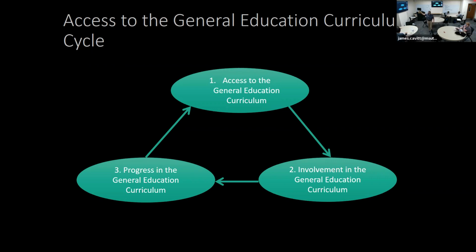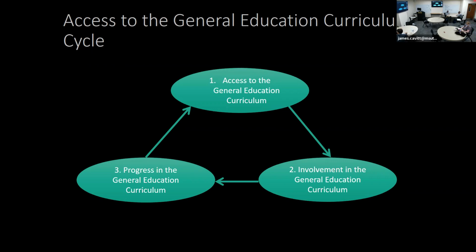Because Tier 1 is what? It's hard to forget. Universal. And universal means what? Everyone that walks through the door. And then if they don't make progress here, then Tier 2 is what? Targeted. It's a smaller group. It's more intensive. And then Tier 3 is individualized.